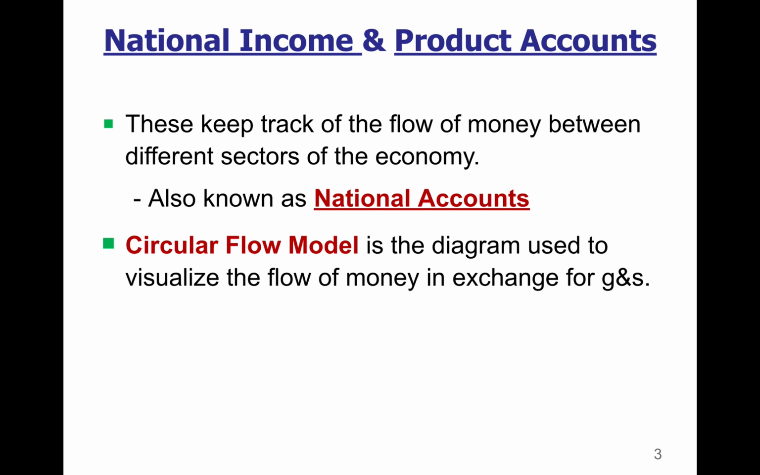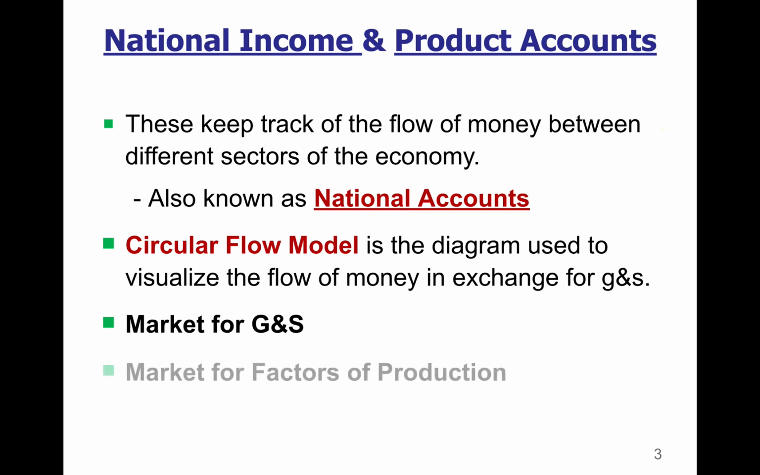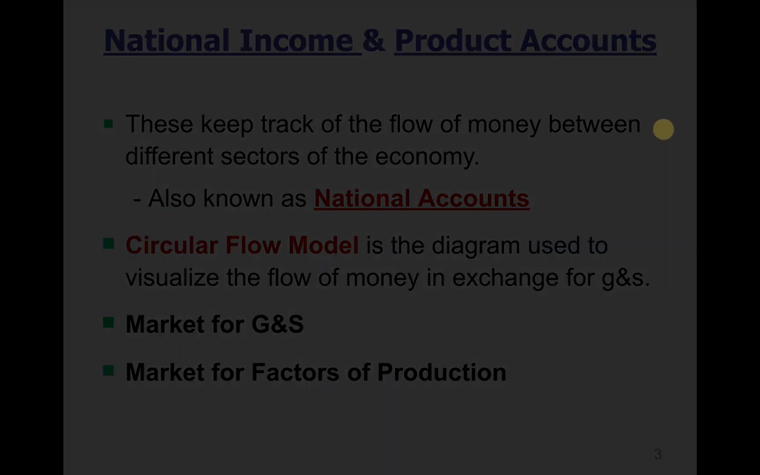So remember, a market is a group of buyers and sellers. And the first market we're going to look at is market for goods and services. And then there is also a market for factors of production. This is what goes into producing things. Market for goods and services is what goes into buying things that are already made.